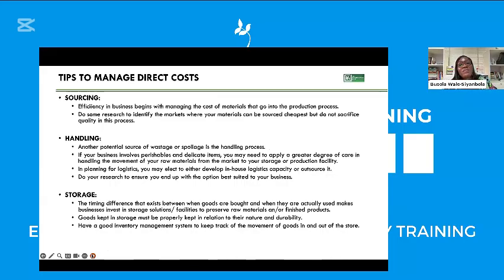Efficiency in business begins with managing the cost of materials that go into your production process. So where do you source from? How do you source? These are the questions you need to ask yourself. If you're using raw materials to produce finished goods that you then sell, your sourcing channels are one of your key partnership arrangements. Where are you buying from?